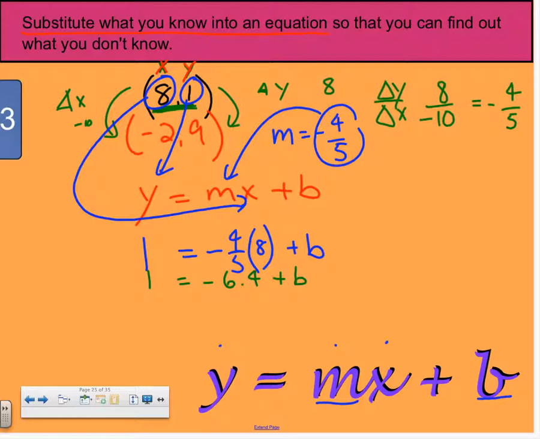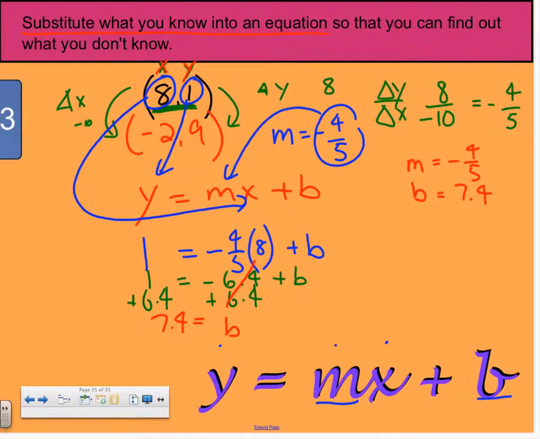Now to get b by itself, all I have to do is the opposite. This is a -6.4, so I'm going to add that. That becomes a 0 pair, which is what we want. If I add it on one side, I have to add it on the other. This cancels. I'm left with b equals 7.4. So now I have the two things I need. I already had my slope, which was -4/5, and now I have my y-intercept, which is 7.4.